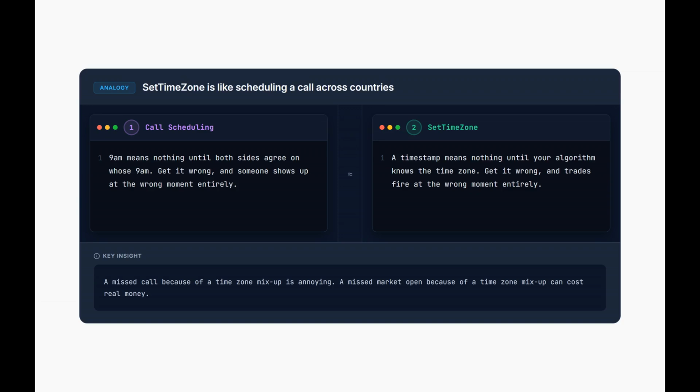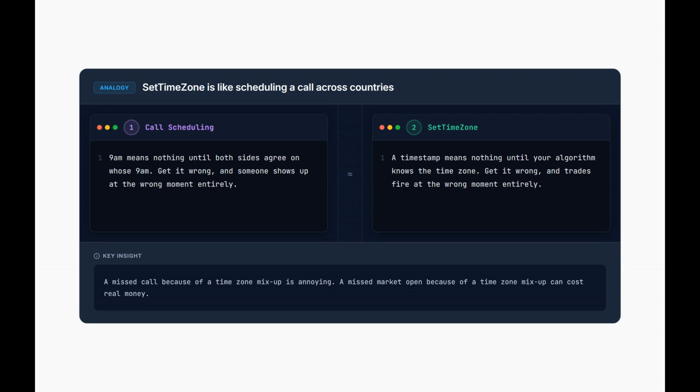On the left, we have scheduling a call across countries. On the right, set time zone. Imagine booking a call for 9 a.m. without specifying whose 9 a.m. you mean. Your 9 a.m. could be someone else's 4 p.m. Without agreeing on a time zone first, neither of you will show up at the right moment. The call scheduling here says, a time only means something once everyone agrees on the time zone.